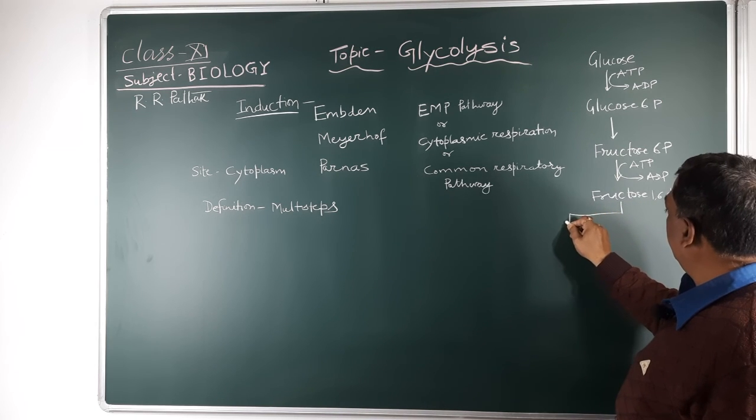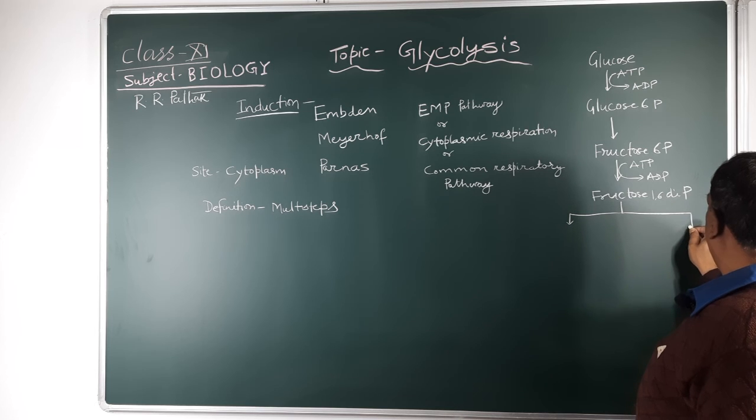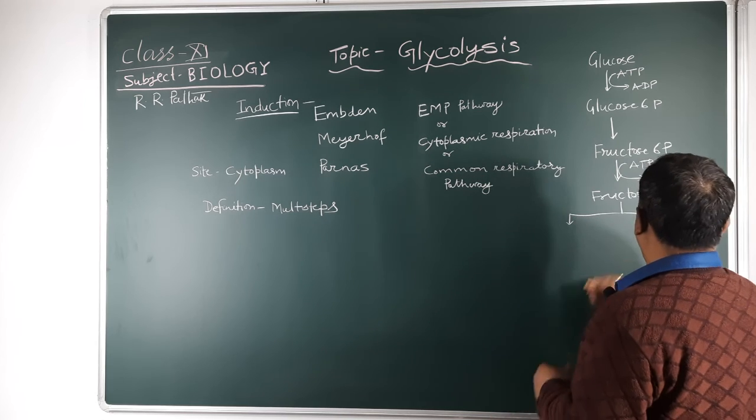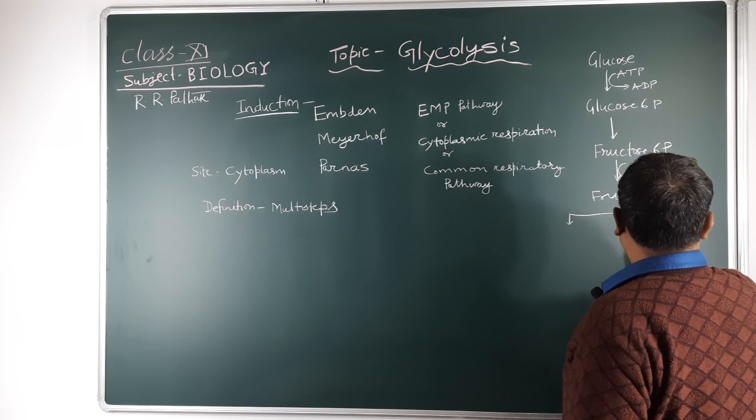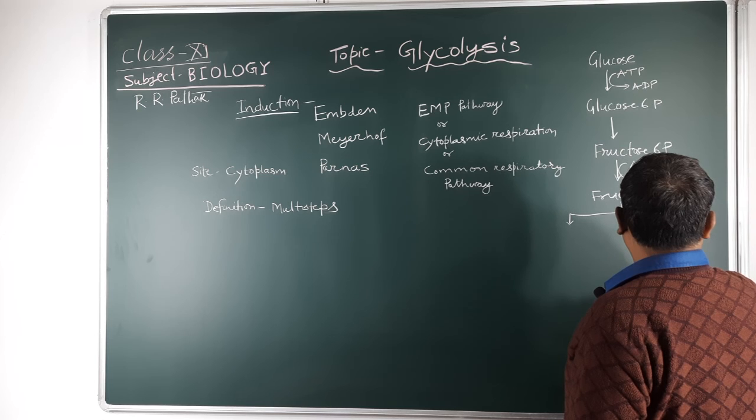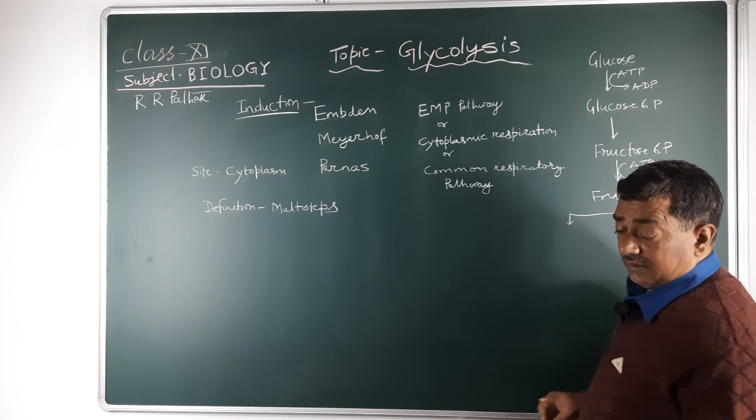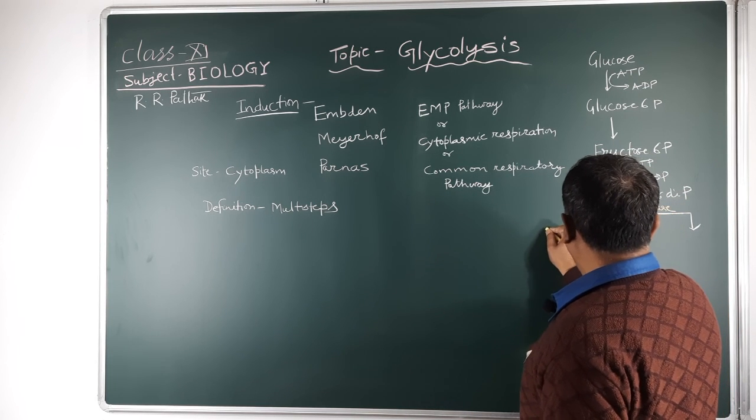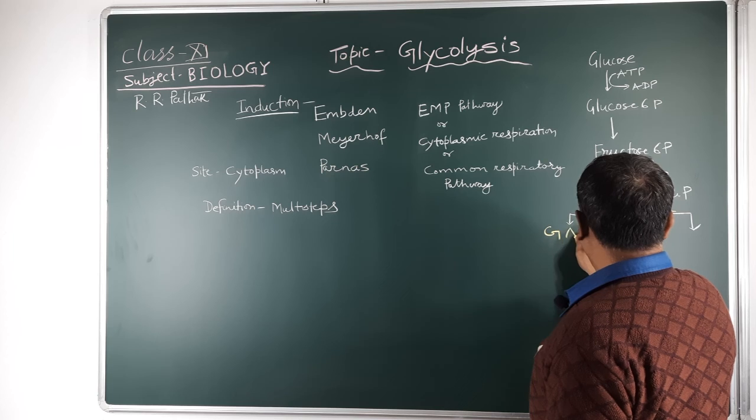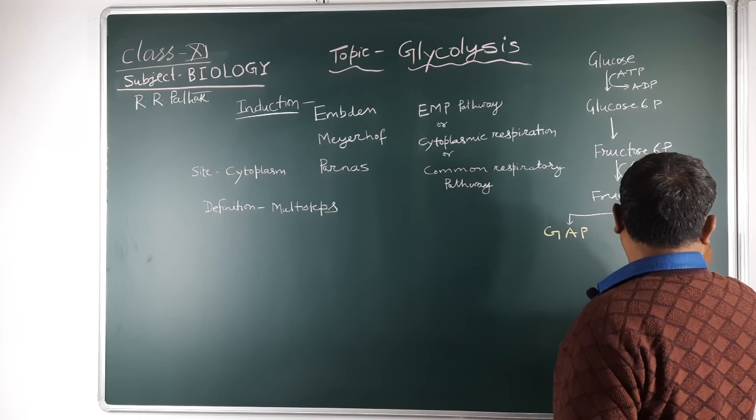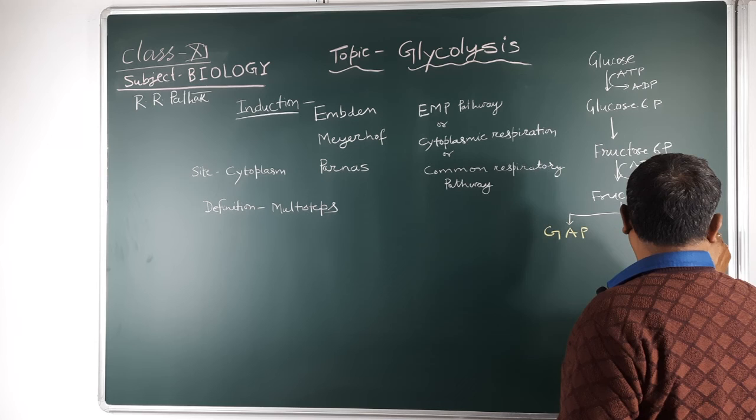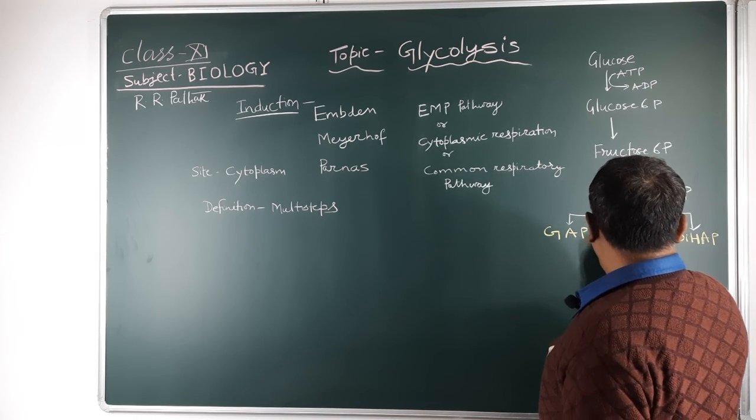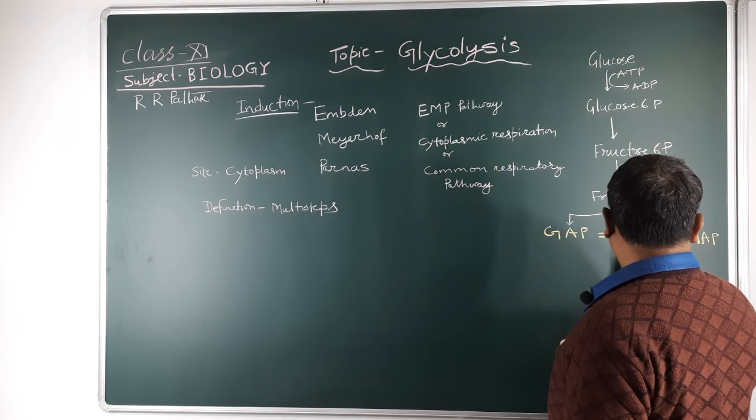Fructose 1,6 diphosphate, in presence of aldolase enzyme, forms two triose units called GAP and di-HAP. They are isomers.